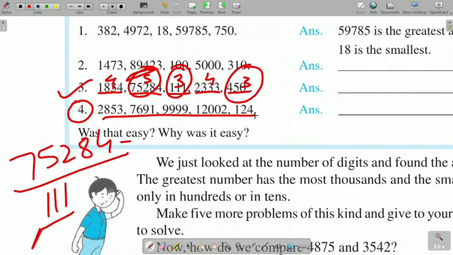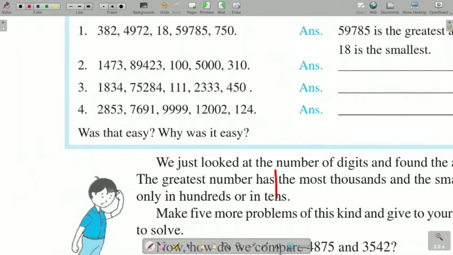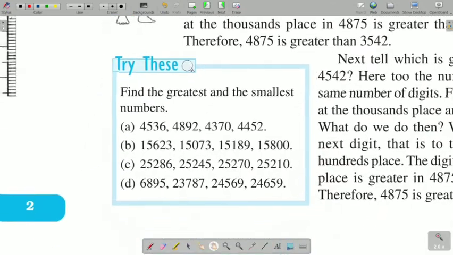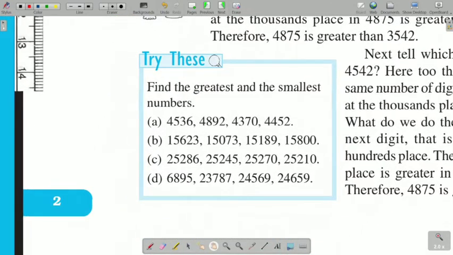Now come to the next question, and for that we have to go bottom side. Now here is another question, and what to do here? Find the greatest and the smallest number. Same question. Okay, let me do some questions. Now here the greatest and smallest we have to find. Okay, let me write here G for greatest and S for smallest for A.